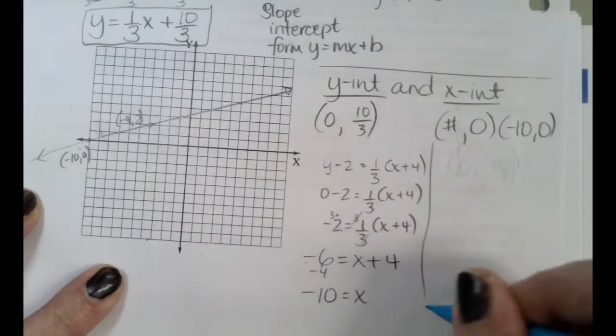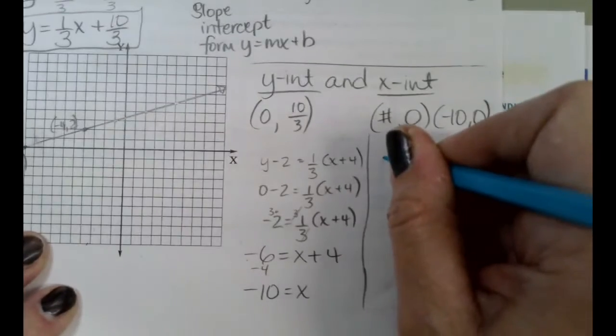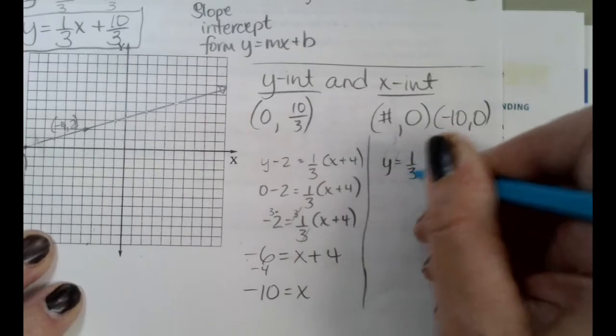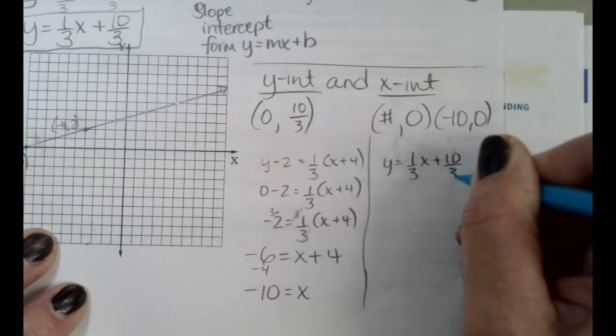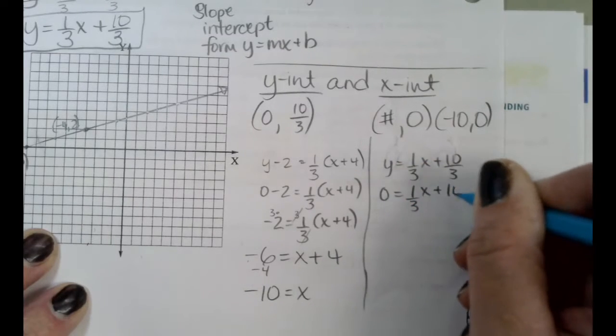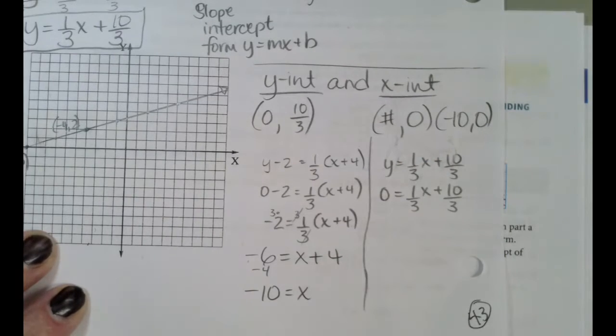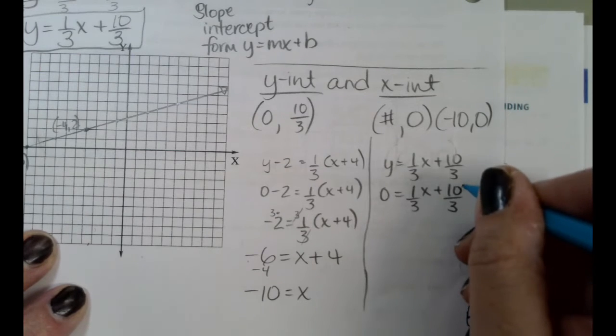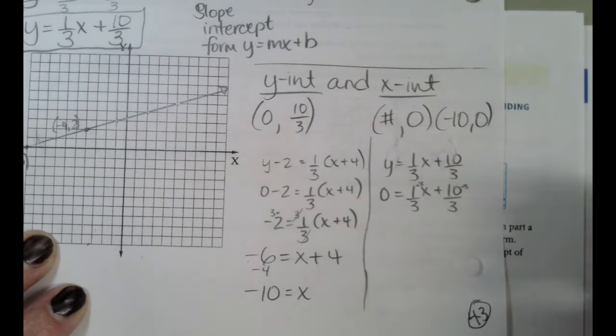You can use the other equation too, right? y equals 1/3 x plus 10 over 3. 0 equals 1/3 x plus 10 over 3. How do I eliminate the 3 again? Multiply that by 3. No, you can't cross multiply. The reason you can't do that is there's 2 fractions on the right-hand side.